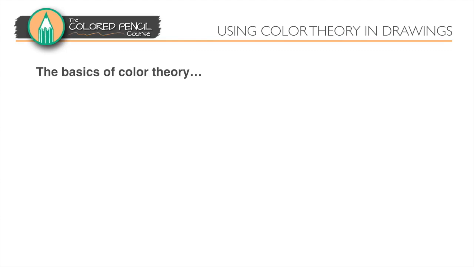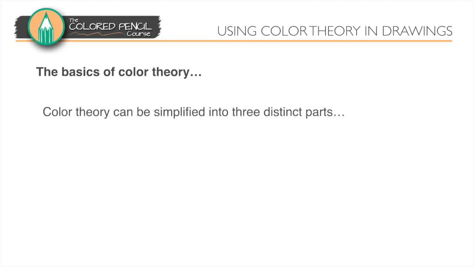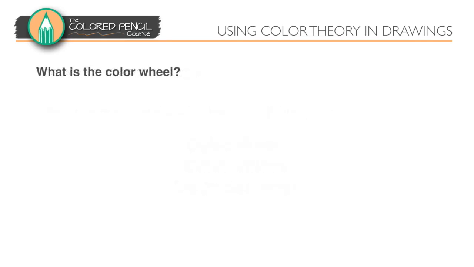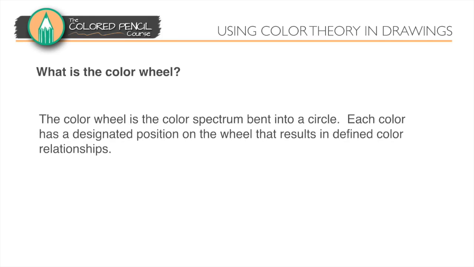The basics of color theory. Color theory can be simplified into 3 distinct parts: the color wheel, color values, and color schemes. What is the color wheel? The color wheel is the color spectrum bent into a circle. Each color has a designated position on the wheel that results in defined color relationships.